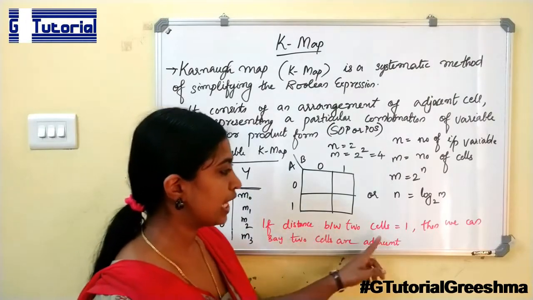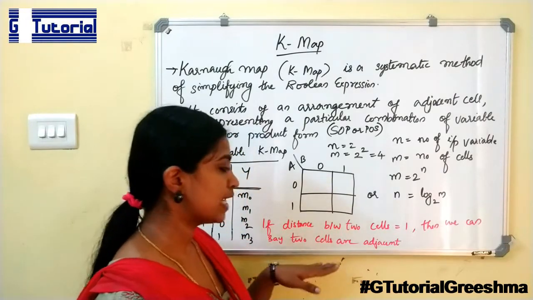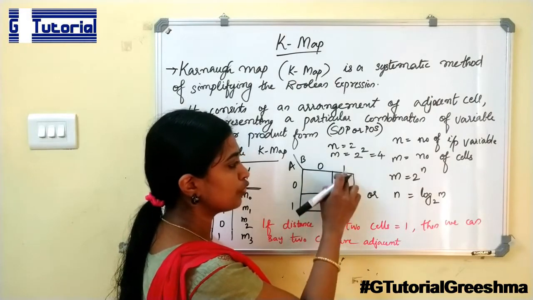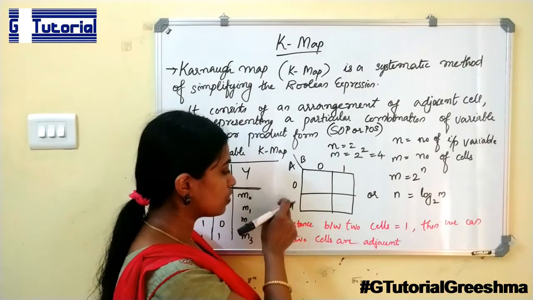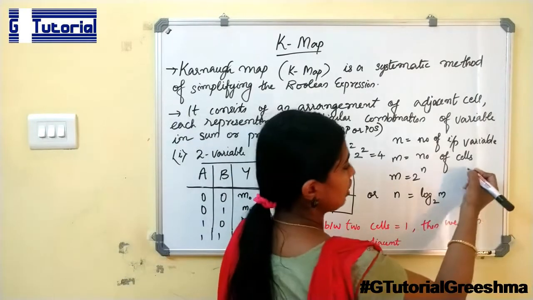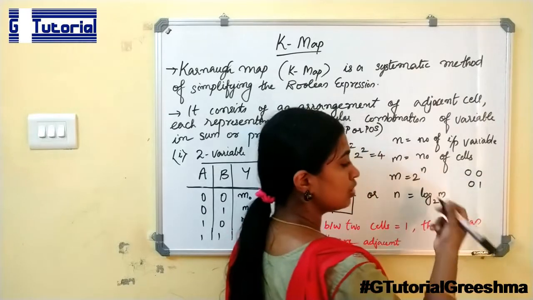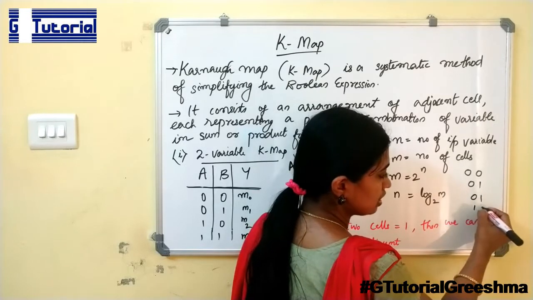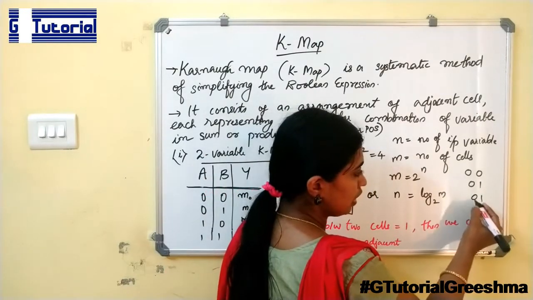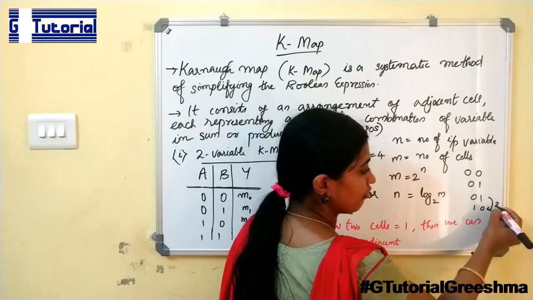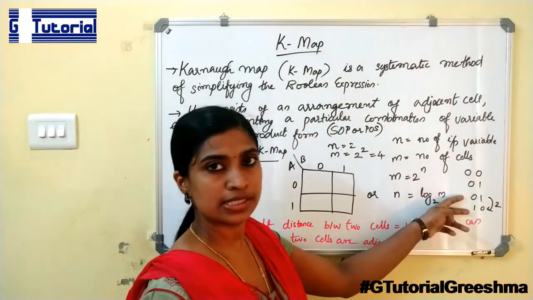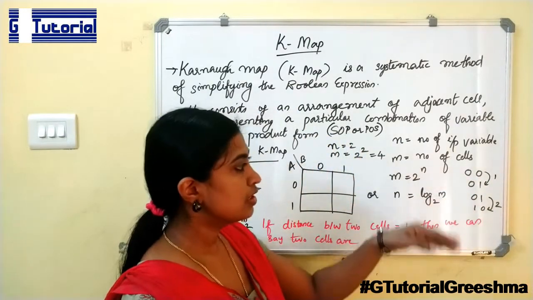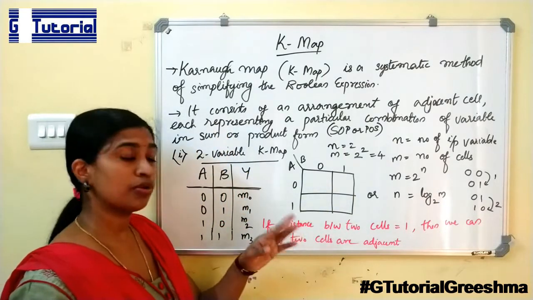If the distance between any two cells is 1, then the cells are called adjacent cells. See here, the distance between these two cells, 0 to 1, there is a 1 bit change. From here also, 0 to 1, there is a 1 bit change. If you consider 00 to 01, here also there is a 1 bit change. So these are adjacent cells. But 00 to 11, here 0 changes to 1 and 0 changes to 1, so there is a 2 bit difference. So these two are not adjacent cells. You can see this when we are looking at the 3 variable or 4 variable K-map.